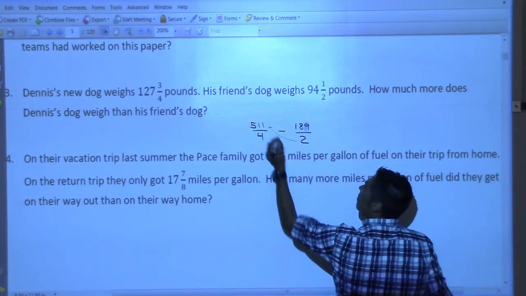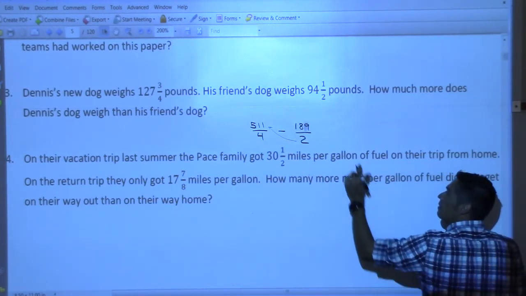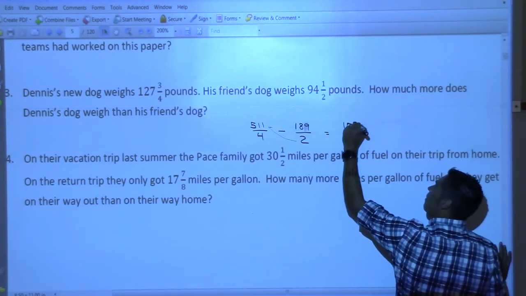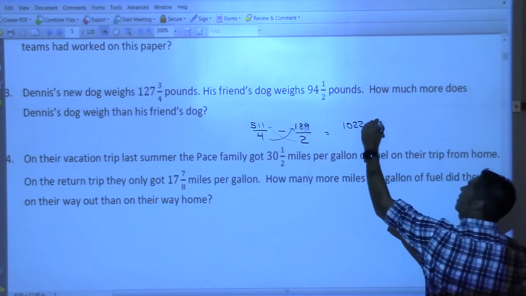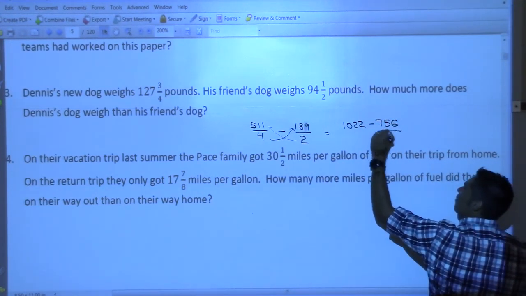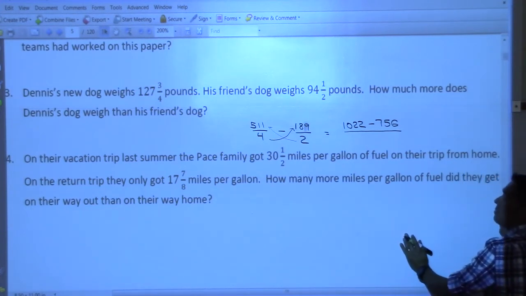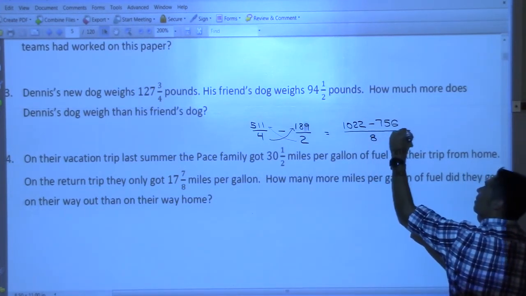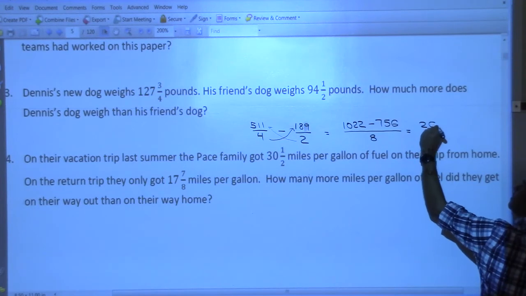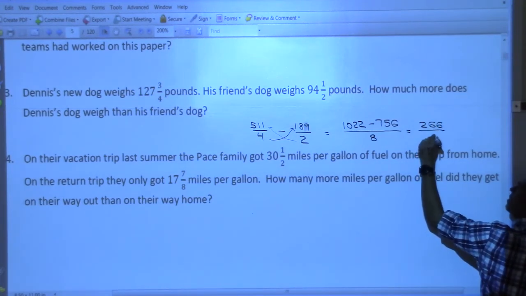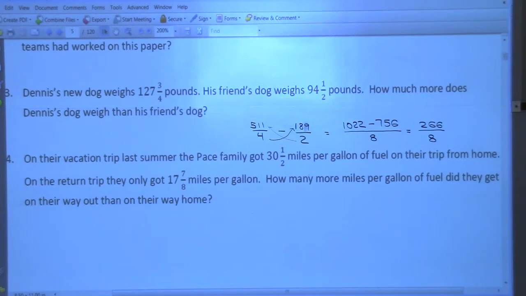Okay, so from here to here would be what? 1022. And then from here to here, 756. And you can use your calculators for this, of course. And then 4 times 2, right, which is 8. And what do you get? 1,022 minus 756. To what? 266, and then over 8. Now that reduces.